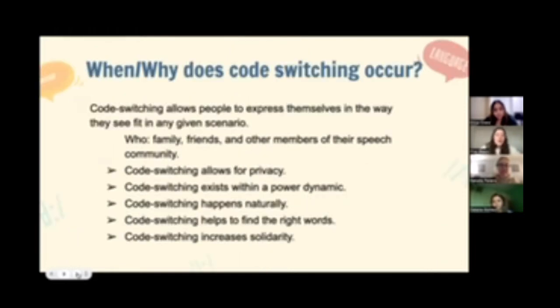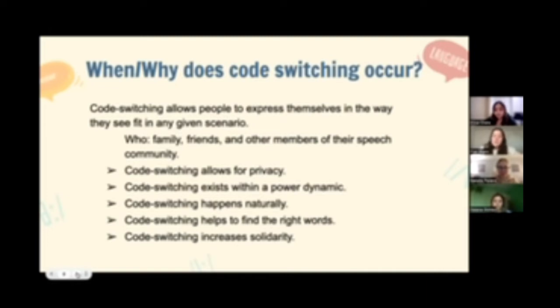So when and why does code switching occur? Code switching allows for people to express themselves in a way that they see fit in any given scenario, and usually happens around families, friends, and other members of their speech community. Code switching allows for privacy, so if you don't want someone to know what you're about to say, you can switch into a different language. It also exists within a power dynamic, so this is very common for marginalized groups of people to adopt accents, dialects, and languages of the dominant social group to achieve mutual respect.